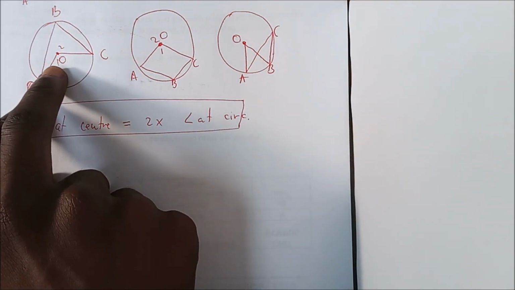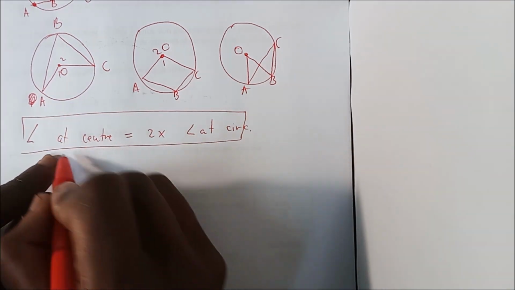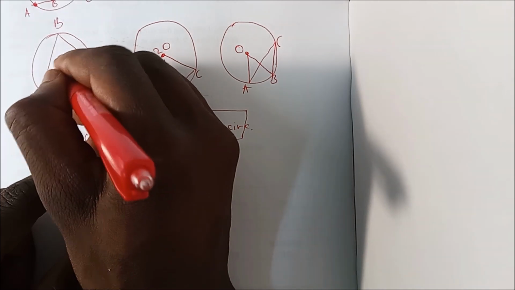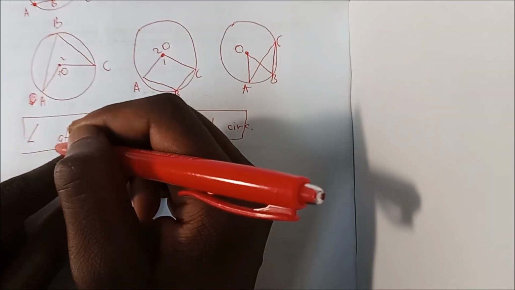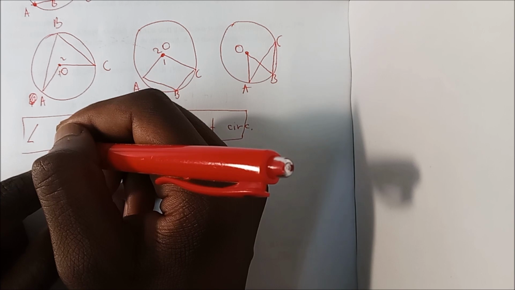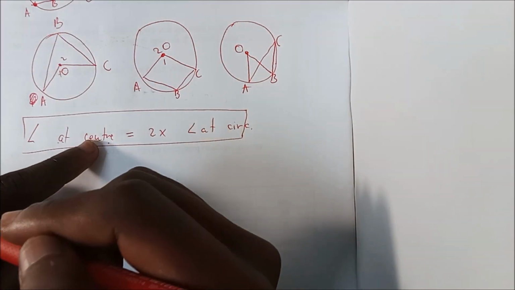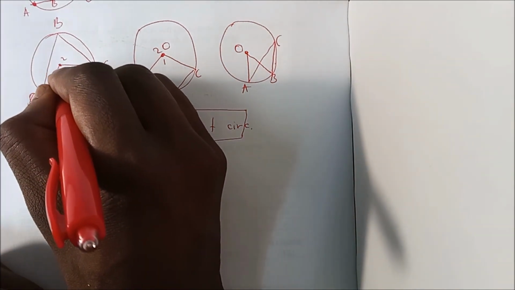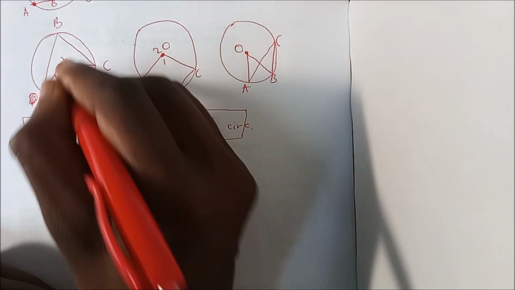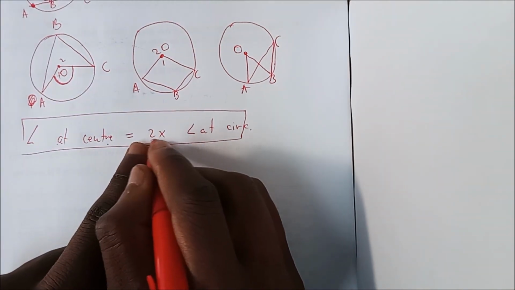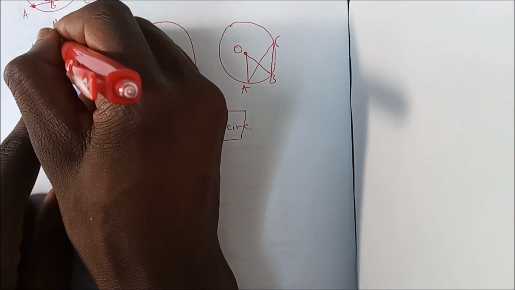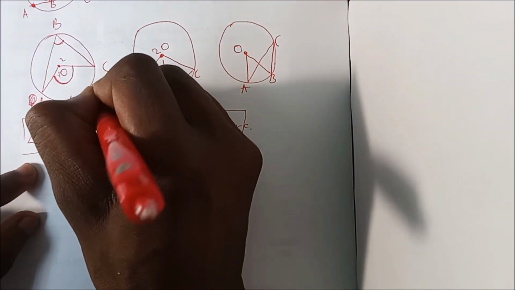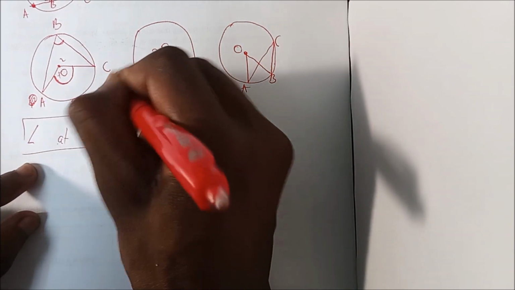So now let's look at this one. They are saying angle at center. Which angle is at center? It's O1 and O2, but we're talking about one. Which one? Not the one that is inside. We're talking about the one that is outside. So O1 equal twice angle at circumference being B. So that means O1 equal 2B with caps.